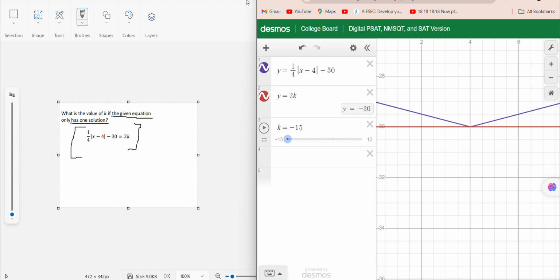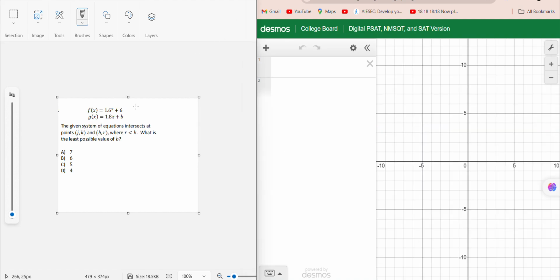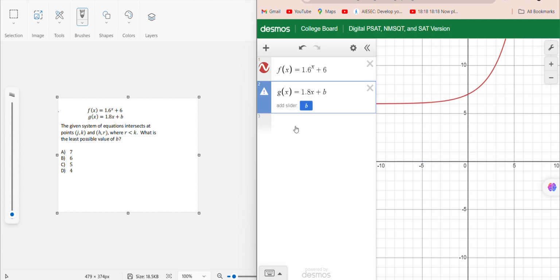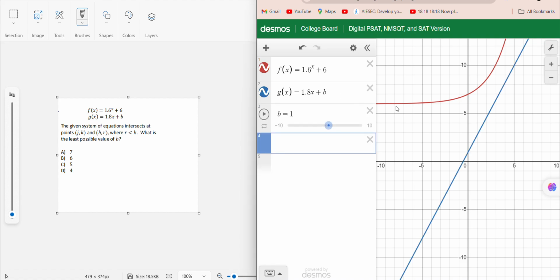So let's go on to the next problem. We can see our next question where we have two functions f(x) and g(x), and the given system of equations intersects at two points, (j, k) and (h, r), and r is less than k. We have to find the least value of b. So let us put the equations into Desmos. f(x) equals 1.6x. I have used this for typing the equation.